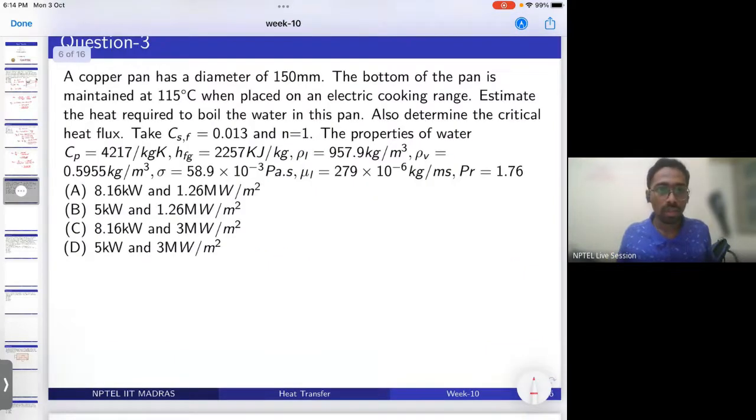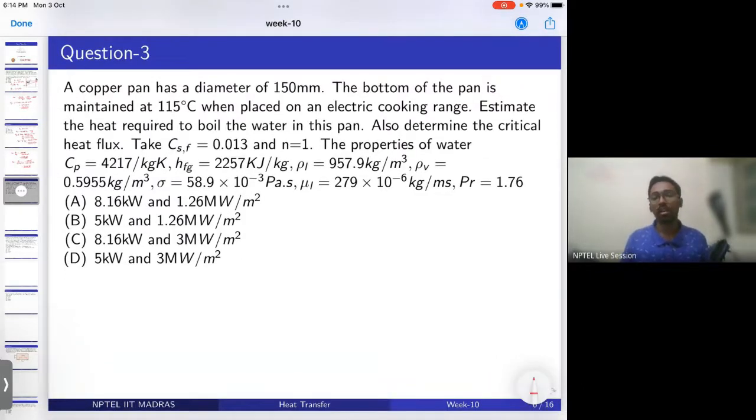Okay. I hope this question was also clear. The only thing we need to do is find out the hfg of steam at that particular temperature. Next we will go to the third question, which is related to boiling. A copper pan has a diameter of 150 mm. The bottom of the pan is estimated to be at 115 degrees Celsius when placed on an electric cooking range. Estimate the heat flux required to boil the water in this pan.